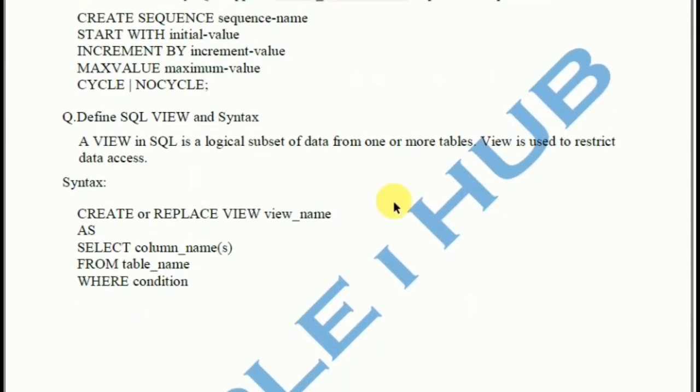Next, what is a view? A view in SQL is a logical subset of data from one or more tables. A view is used to restrict data access. So it is a logical view, a subset of the data. Whenever we want to use a subset of our data from the master table, we can go for the view. So this is the syntax.